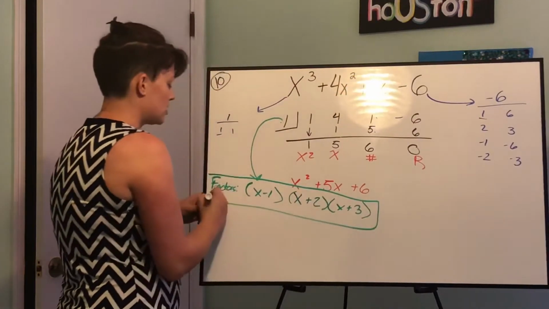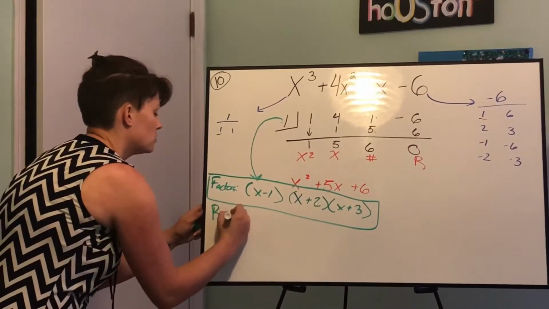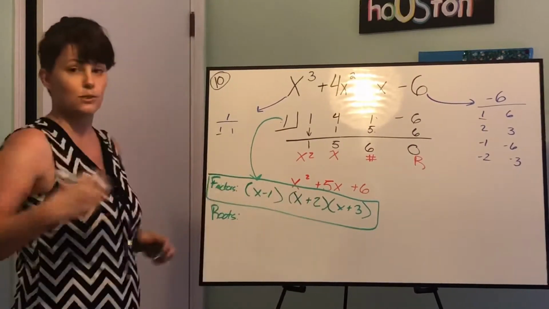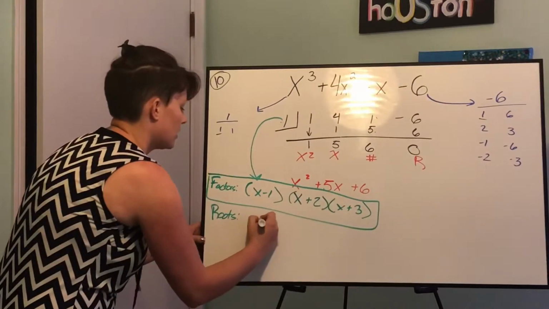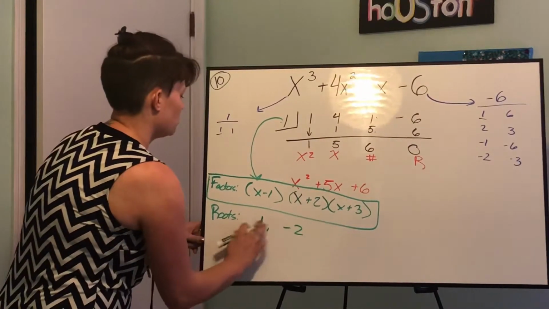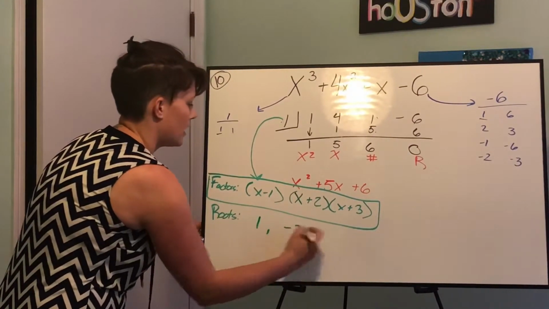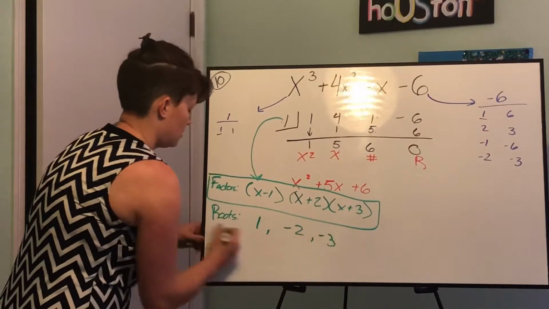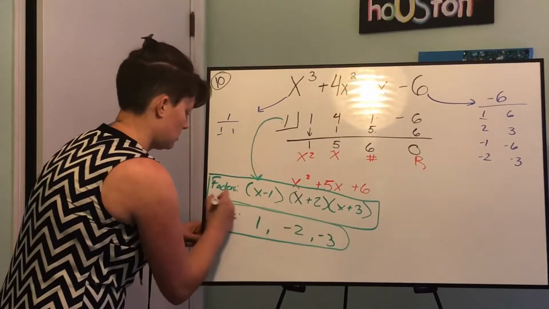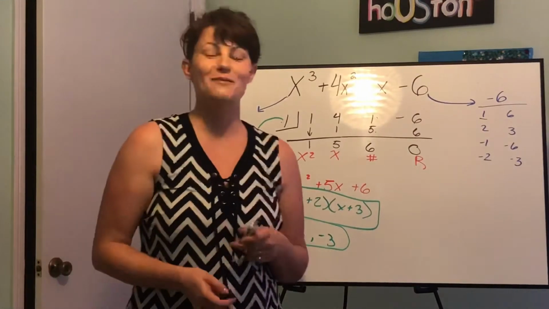If you read the instructions carefully, it also wants to know the roots. So the roots are just basically the factors with flipped signs. So the roots are -1, the roots are +1, sorry. +1, -2, and -3. There you go. All done with problem 10.